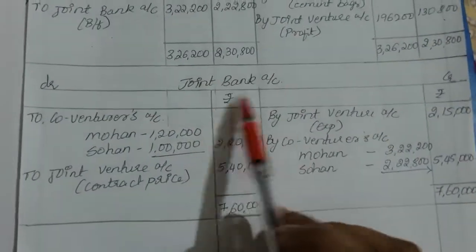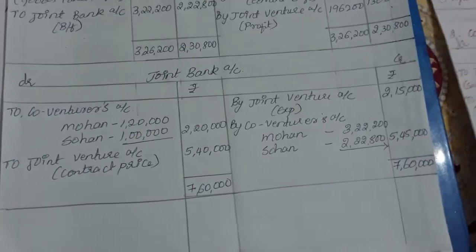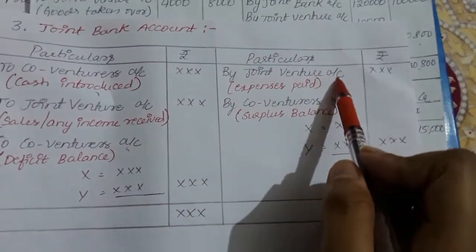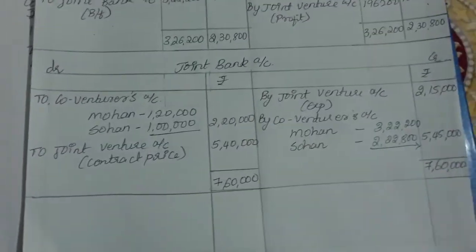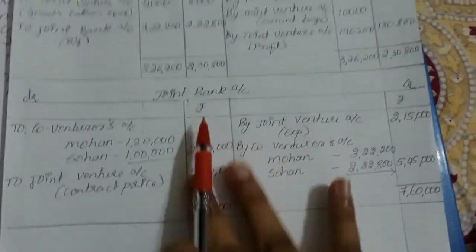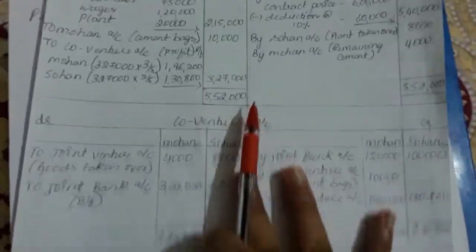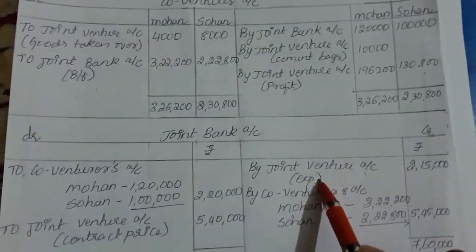So next, coming on to joint bank account, you're supposed to prepare the joint bank account. This is similar to the regular bank account, right? So here is the joint bank account. What will we be writing here? By joint venture account, what are all the expenses paid by the bank? We are supposed to enter here. So expenses paid by the bank, you have written over here also, expenses to joint bank account. What is the total expenses? 2,15,000. So by joint venture account, expenses paid by the joint venturer.